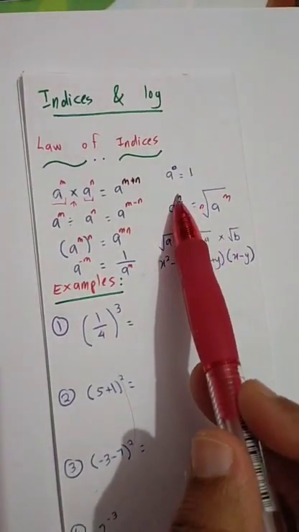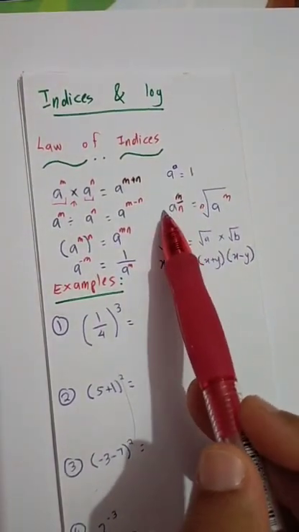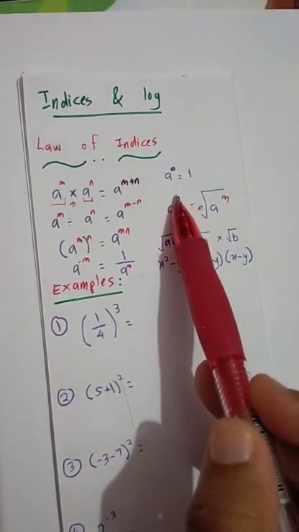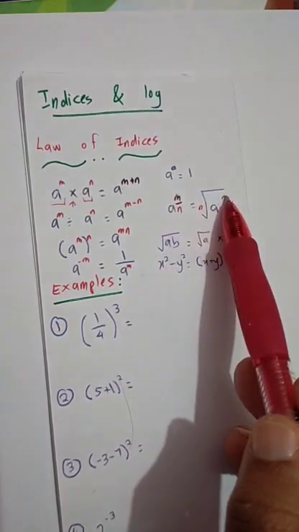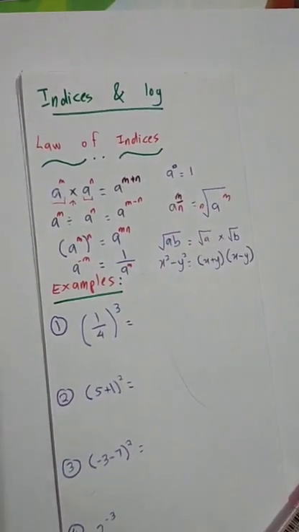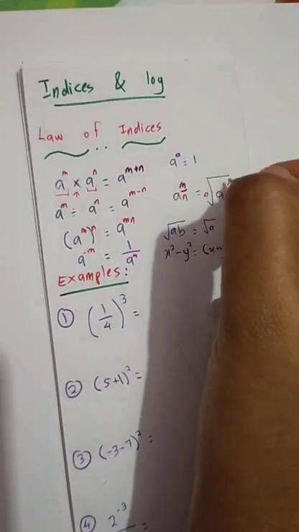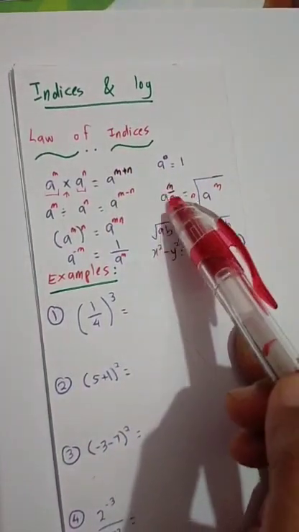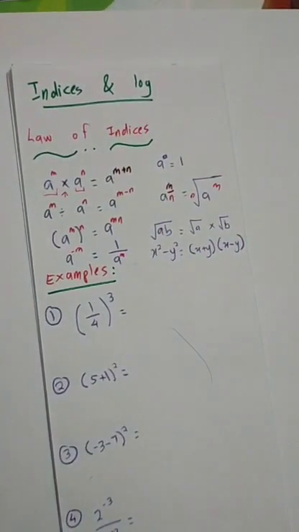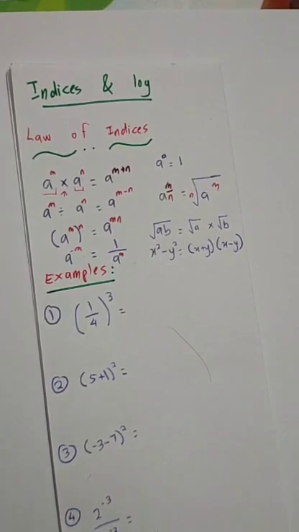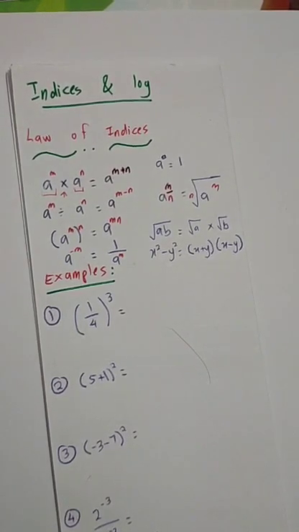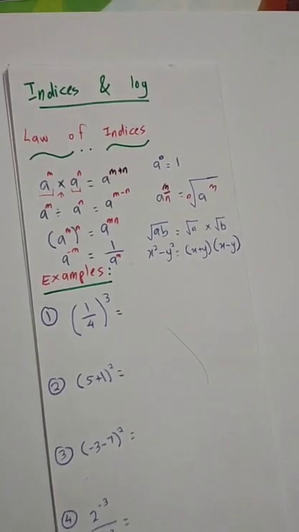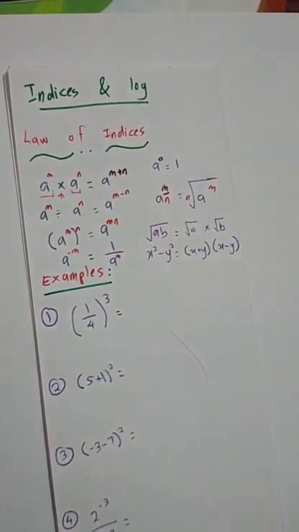Next, if you have a fractional power, a to the power of m over n, this m is the superior, so it will be under the root. This m is included under the root, and n is not the superior. Why do I say m is the superior? Because m is on top of the fraction, right? So we say that m is superior, so we put it under the square root.